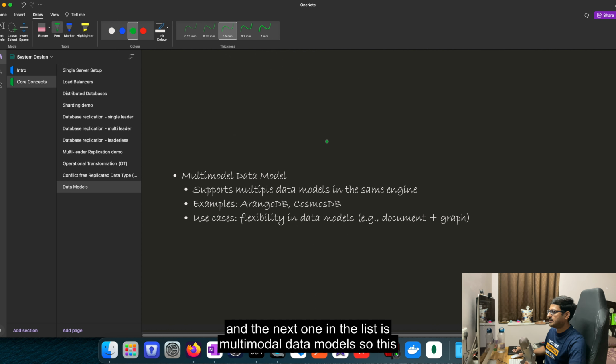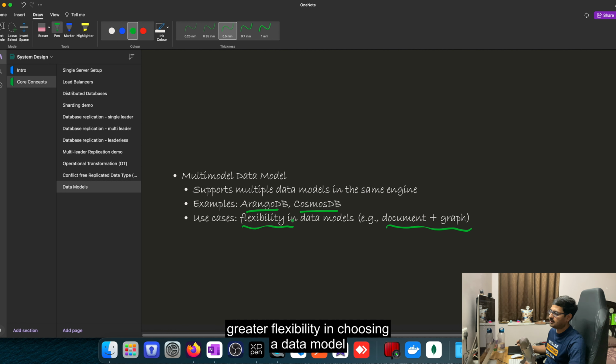And the next one in the list is multimodal data model. So this is self-explanatory. The engine itself has support for the different types of data models that we have seen so far. So when you have a need for, let's say, a document database plus a graph database in one engine, you want to club them together, you can make use of multimodal data models. Some of the examples are ArangoDB and CosmosDB. So this gives greater flexibility in choosing a data model.